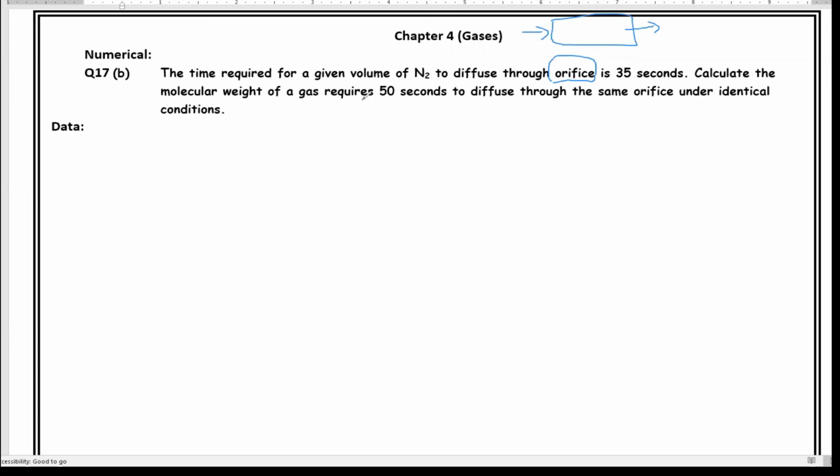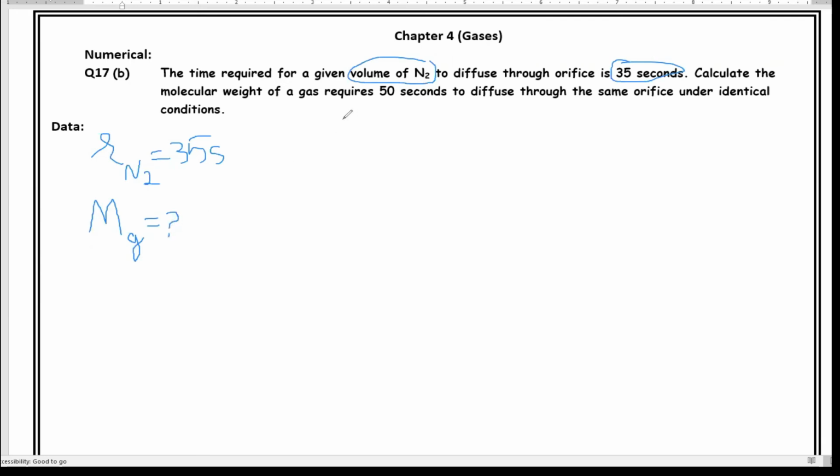So in this numerical you have to arrange the data. First one, you are given the rate of diffusion of N2 gas. Time for the volume of N2 to diffuse is 35 seconds. It means the rate of diffusion of N2 gas is 35 seconds. It is given in the question. And second one, we have to find the molecular weight of the gas. You have to find the molecular mass of the unknown gas. May write molecular mass of unknown gas G, that's equal to question mark.